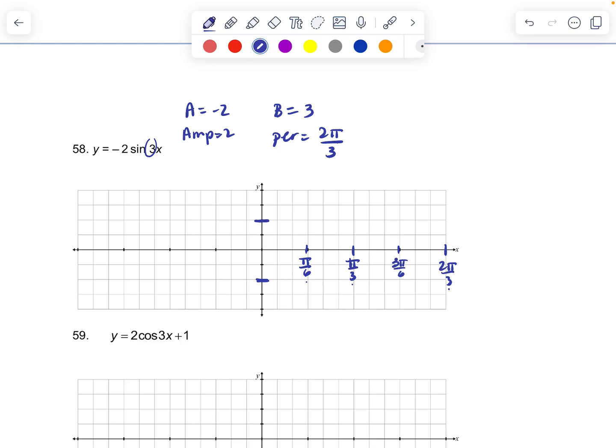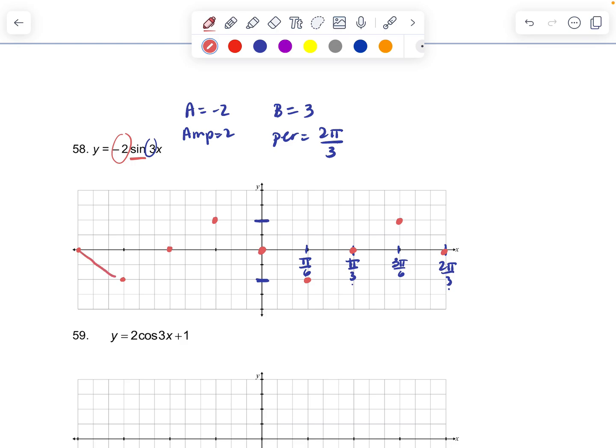Okay, now look this time. This is a sine graph, which means it starts at 0, 0. But because it's negative, it's going to go down first. So I'm going to go down to the lowest point, up to 0, back up to the highest point, back down to 0. Same thing on the other side, up to the highest point, down to 0, down to the lowest point, back up to 0.